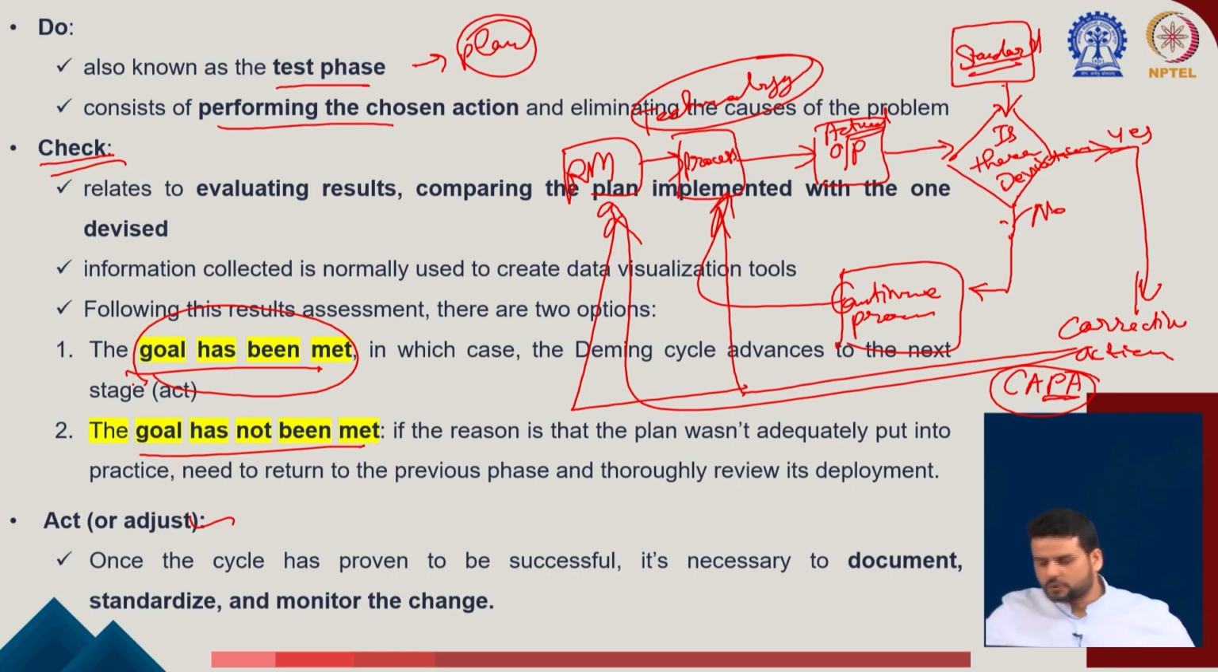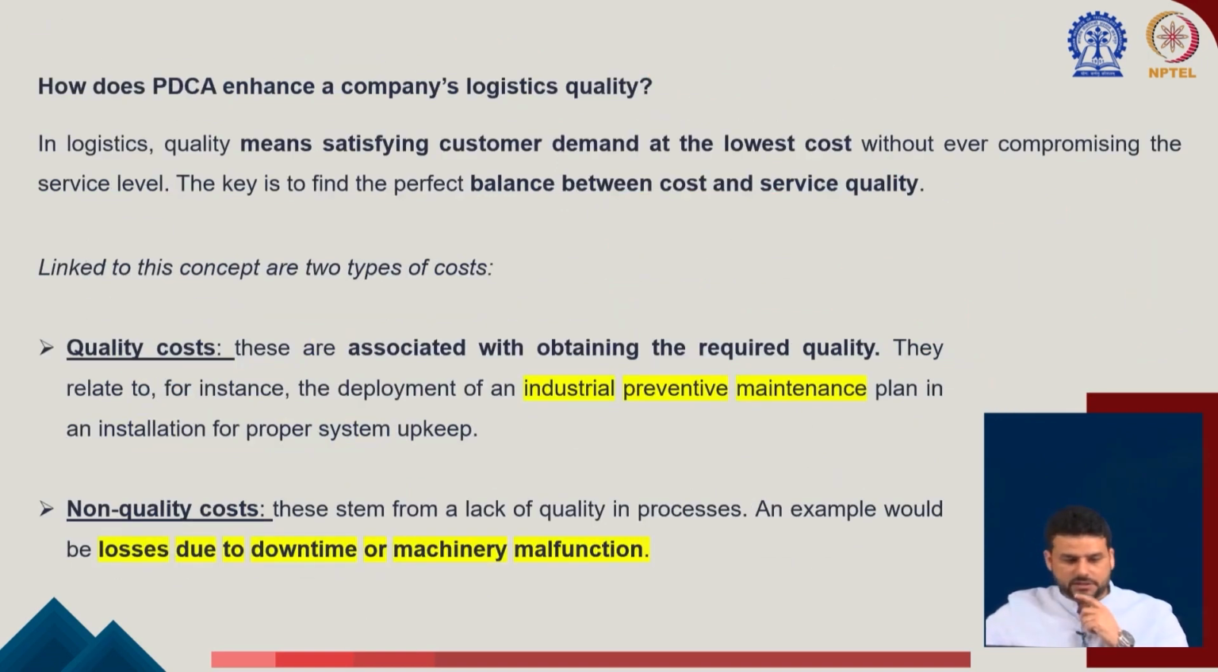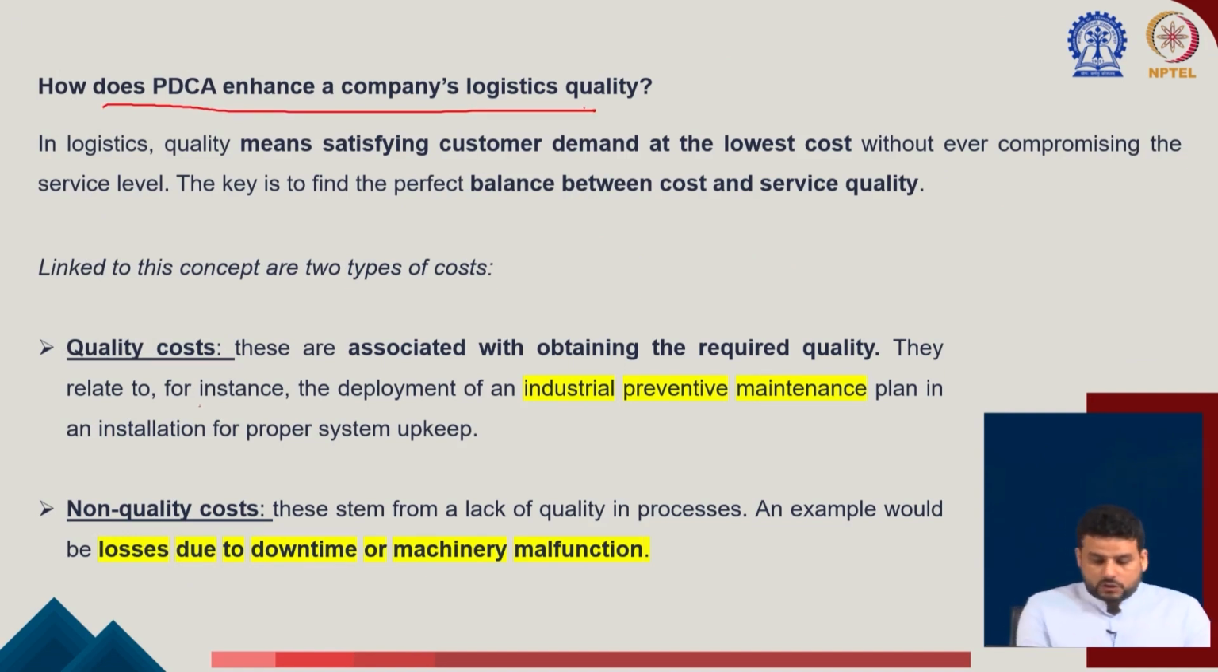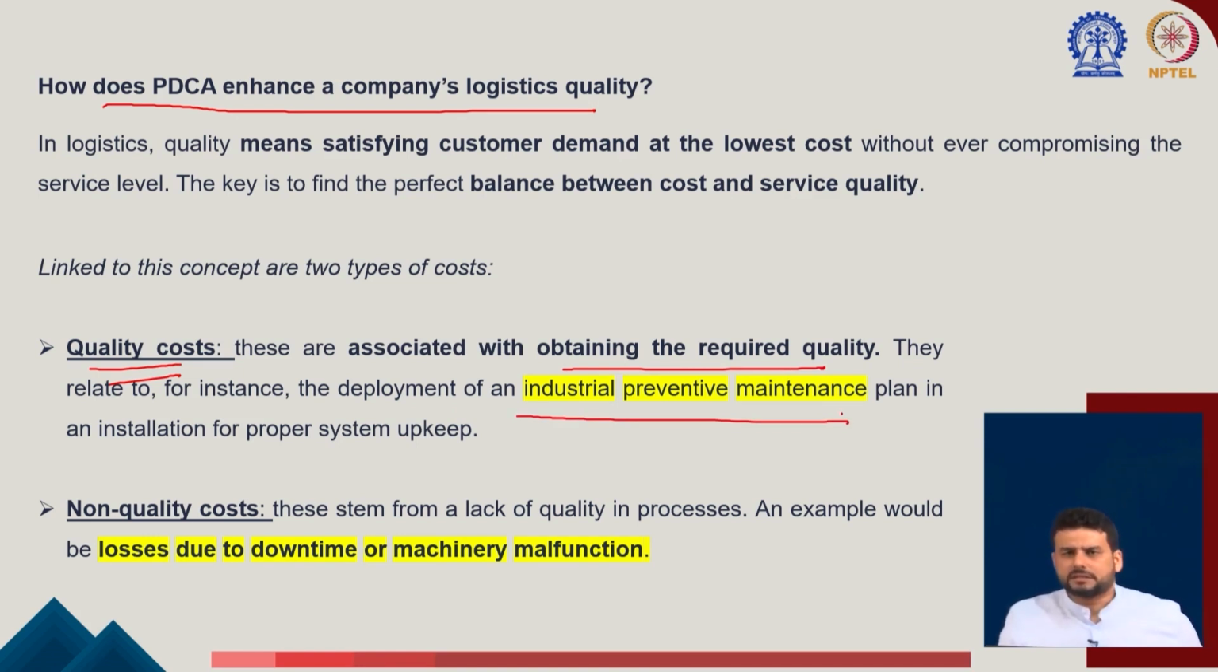So, this is the first tool, plan, do, check, act, which we can implement and use to ensure the quality through your logistics distribution network, right. So, how does this plan, do, check, act enhance the logistics quality? Quality costs are associated with obtaining the required quality, right. So, they relate, for instance, to the deployment of industrial preventive maintenance, like we talked about quality cost, right. All the appraisal costs are quality costs, whatever testing we are doing, or manpower training we are doing, equipment we are using, facility we are using, all those things are adding to the quality cost.